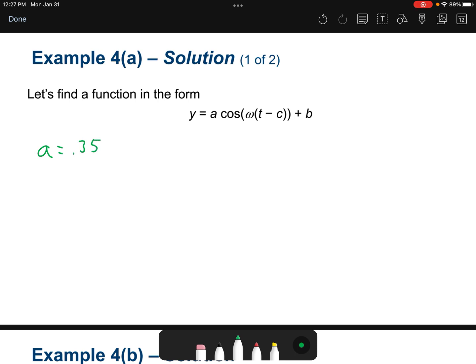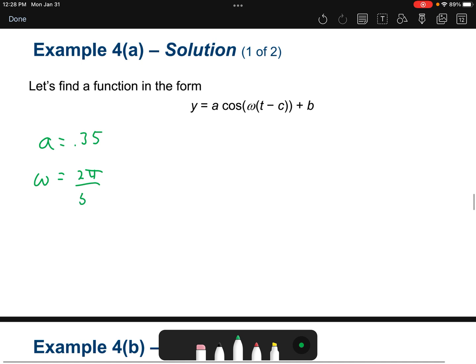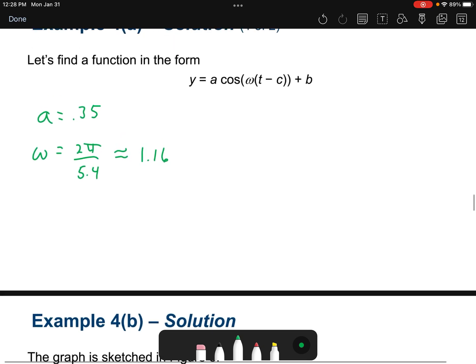Now we need to find omega. Okay, well, omega is 2 pi over our time. Well, what is our time? 5.4 days. So 2 pi over 5.4, we're going to go ahead and put it in decimals. I believe that's about 1.16. Since the brightness varies from an average value of 4 magnitudes, we're going to shift it up 4, so that's going to be B.